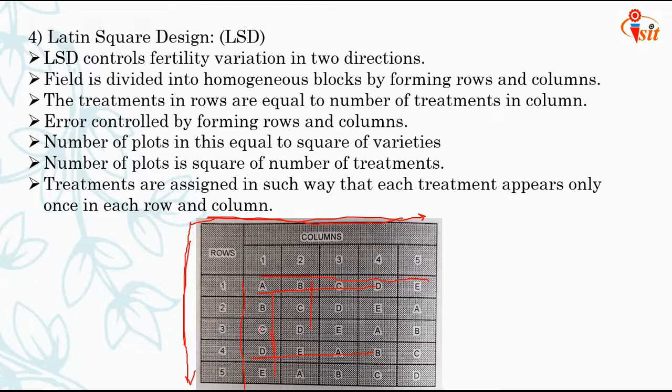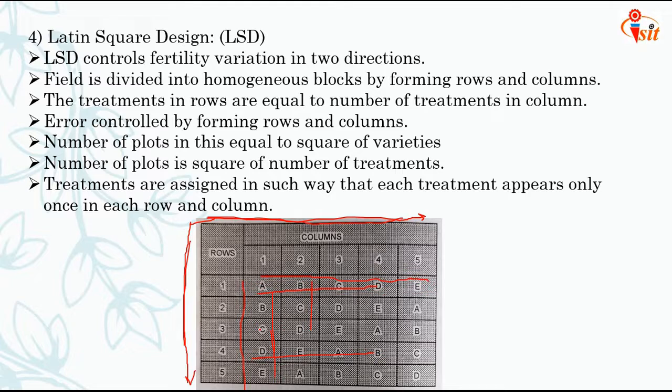And the number of plots in this is equal to the square of treatments. How many plots will form there? Obviously, how many rows will occur there? If we take 5 genotypes, then it forms 5 rows and 5 columns. So 5 times 5 is 25. 25 plots will be formed there. So the number of plots is equal to the square of varieties.